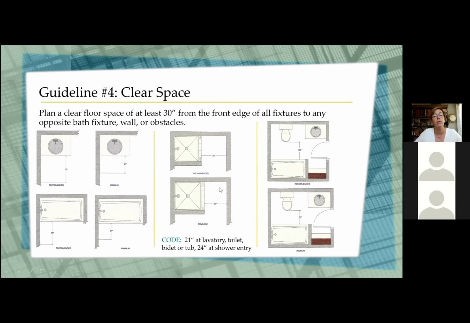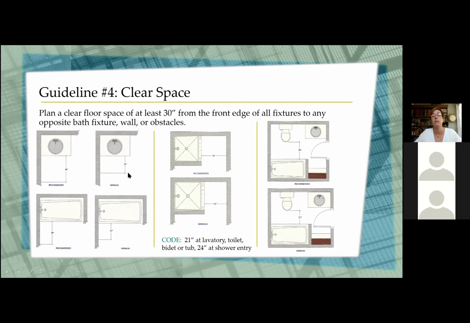So in front of a vanity space, our recommended distance from the nosing of the countertop out is 30 inches. We'd like to have 30 inches of space between any other fixture that's behind it or a wall or anything like that so that you can comfortably move around. As a minimum, you can get away with 21.